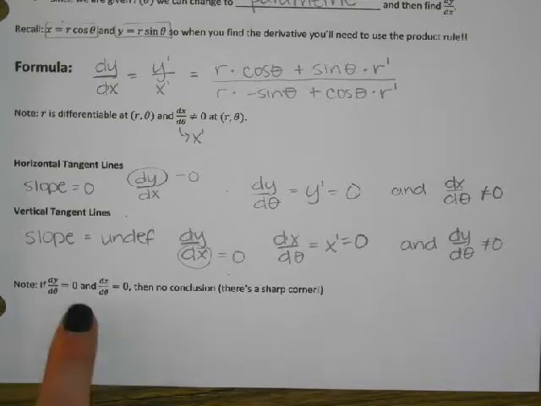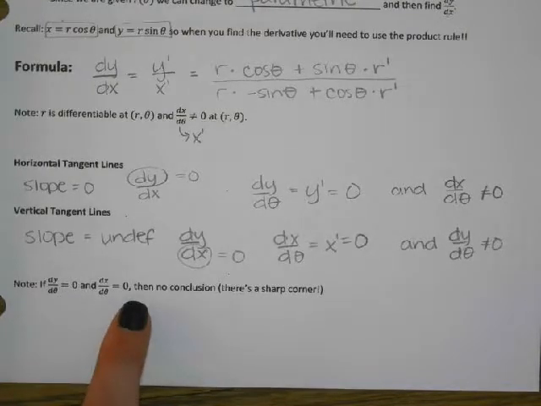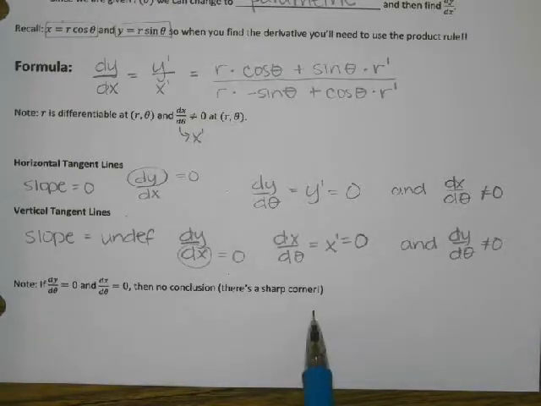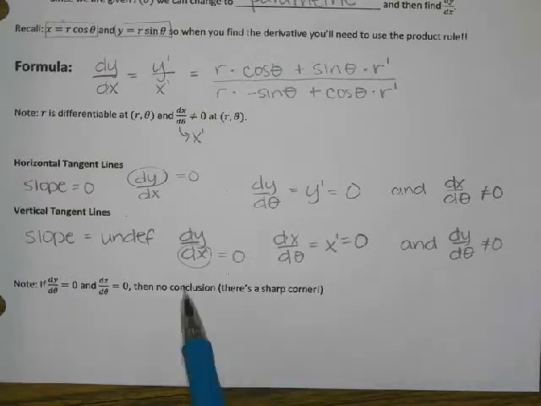And then we have a special note. If the top and the bottom equal 0 at the same time, you have no conclusion. It's not a vertical tangent line. It's not a horizontal tangent line. It actually means there's a sharp corner or a cusp right there. You guys remember what those look like? Yeah, it's not a smooth curve. It's a point in the graph. So no vertical tangent line, no horizontal tangent line.